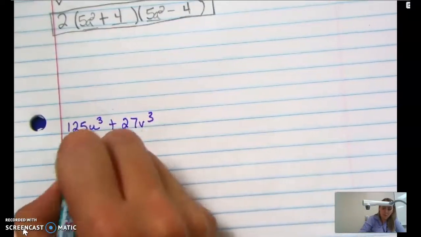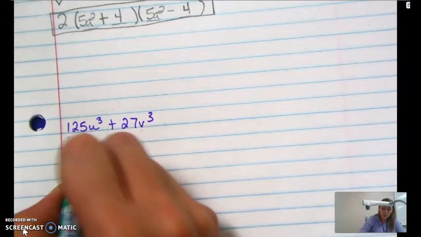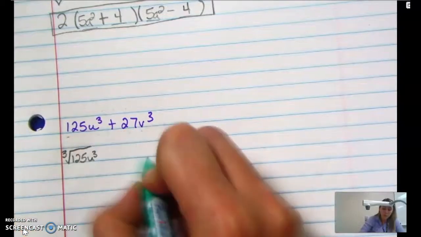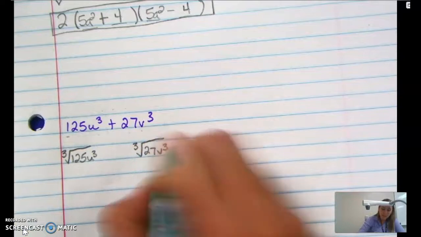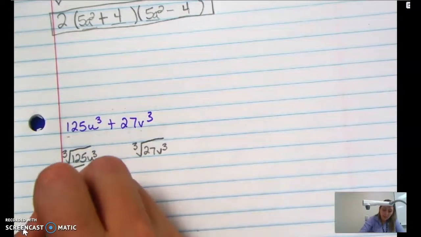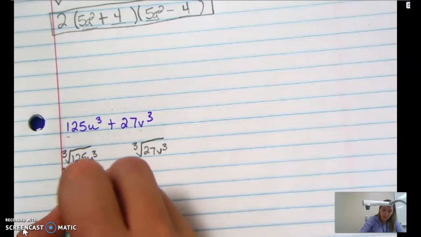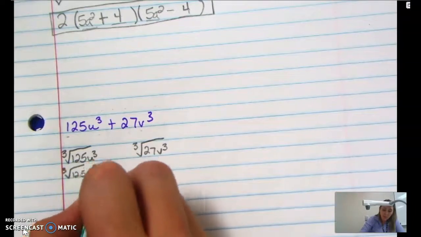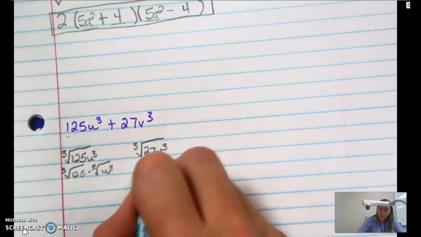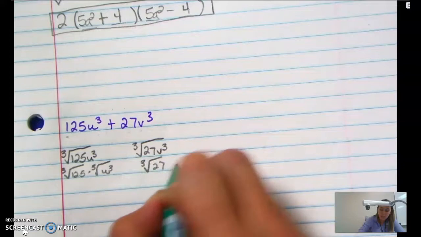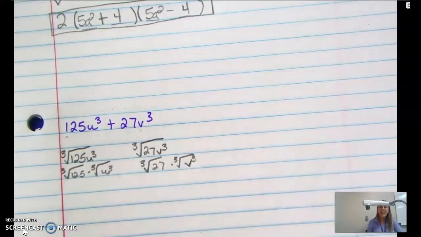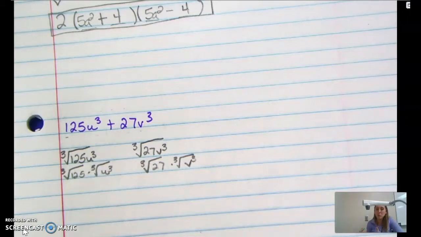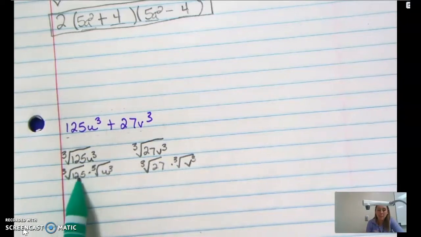So the first thing we're going to do is take the cube root of 125 U cubed and the cube root of 27 V cubed. I'm going to rewrite that so it's the cube root of 125 times the cube root of U cubed. And this is going to be the cube root of 27 times the cube root of V cubed. Again, those are the same thing. I'm just rewriting them so I remember that I need to take the cube root of this number and the cube root of that number.